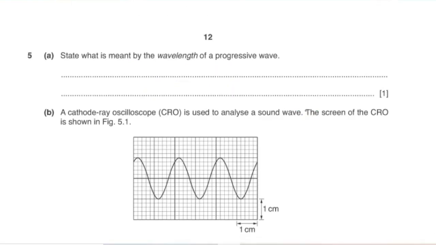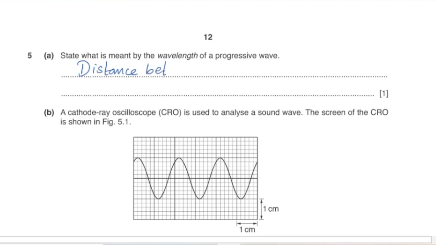Question number 5, part A, state what is meant by the wavelength of a progressive wave. So this is the distance between two adjacent wavefronts.